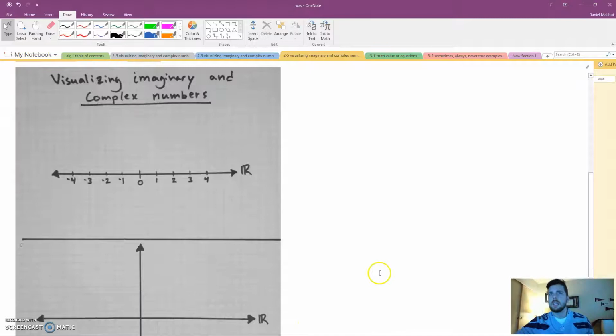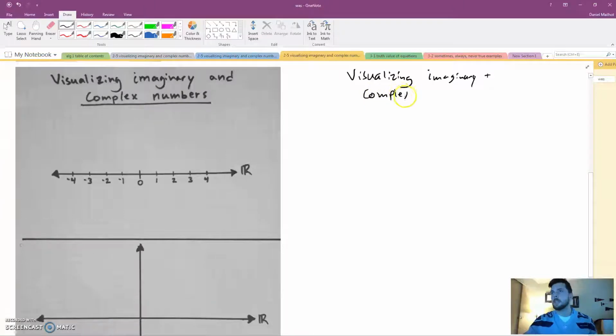In your notebooks, you should have this graph paper page on the left, and on the right, go ahead and title it the same title that's on the left side: Visualizing Imaginary and Complex Numbers. Visualizing imaginary and complex numbers. All right?